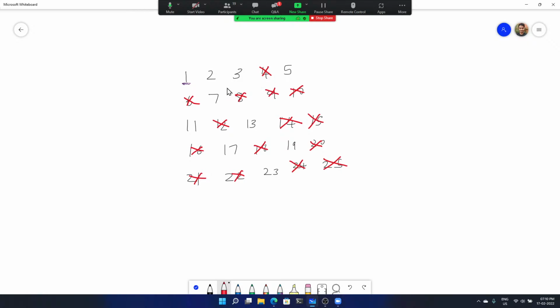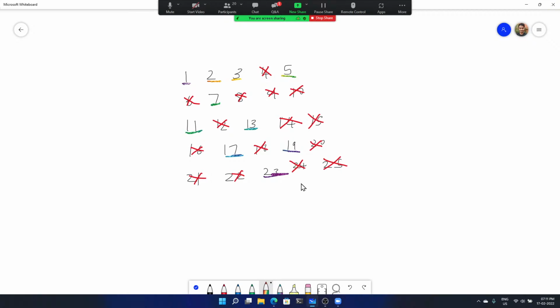So we don't need to do it for 7 into 7. We only need to do this till the numbers which are the root of 25, find all its multiples, and strike them off. So 2 is a prime, 3 is a prime, 5 is a prime, 7 is a prime, 11 is a prime, 13 is a prime, 17 is a prime, 19 is a prime, 23 is a prime.